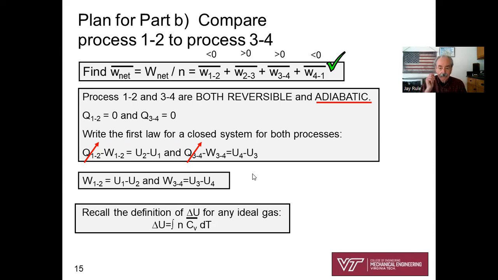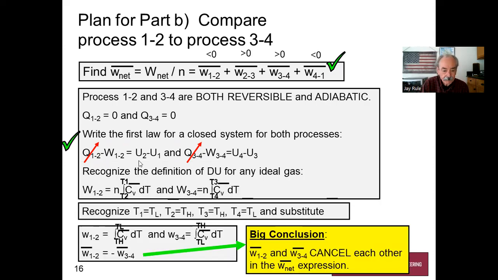Now, another thing came to me. Nobody instructed me to do it. Wait a minute. I know I've got an ideal gas. I can calculate the change in internal energy for any ideal gas. Delta U is the integral of N, number of moles, CV bar dT. Now, I don't know what CV bar is, but let's keep plugging along. I can calculate delta U. I don't have N, but let me just keep writing stuff down.